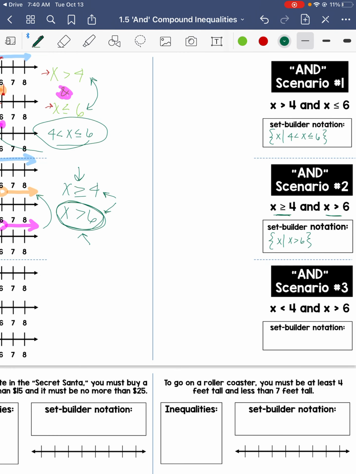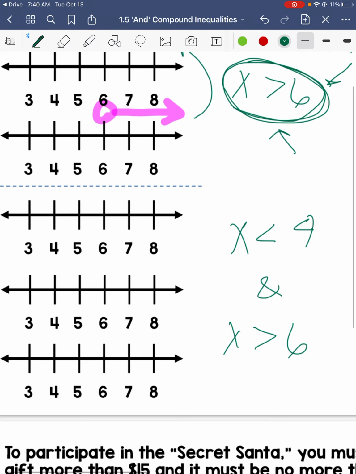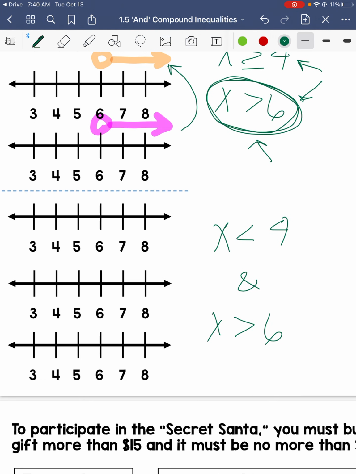Good. Okay. The last one here, we have x is less than 4 and x is greater than 6. Okay, so we have to find what's overlapping here. So let's graph the first one. X is less than 4, so 4 is going to have an open circle going to the left. And then on the second graph, we'll graph x is greater than 6. So open circle going to the right.